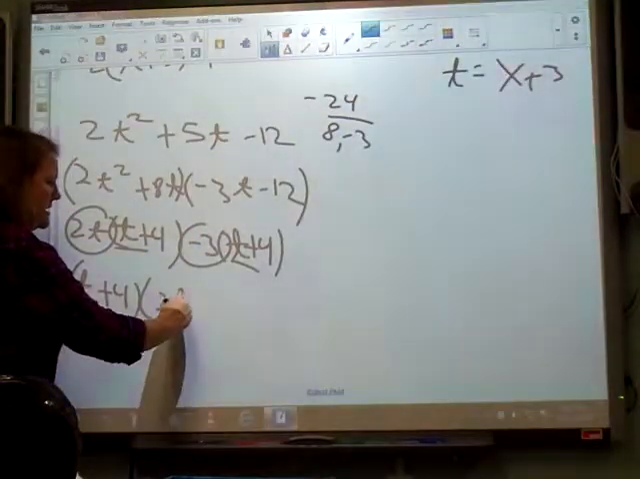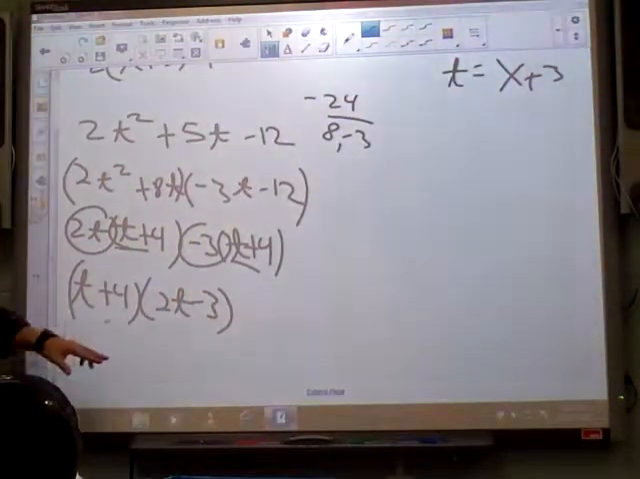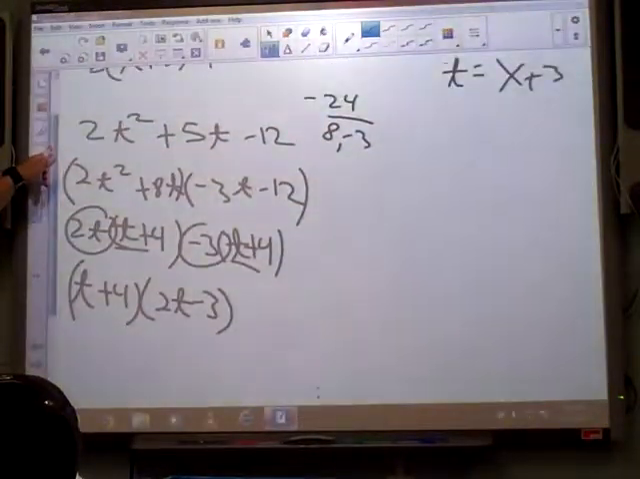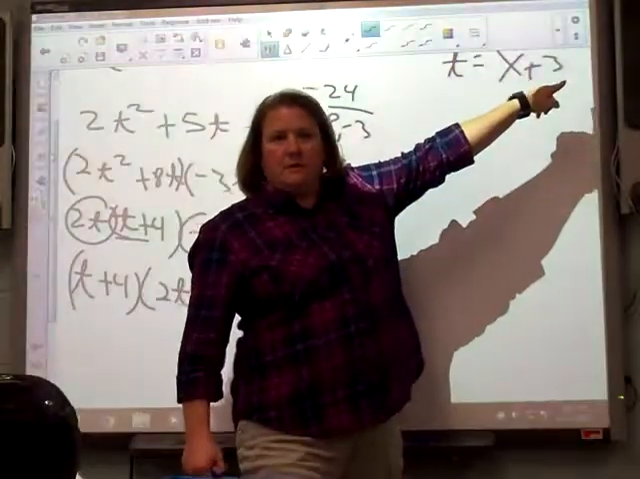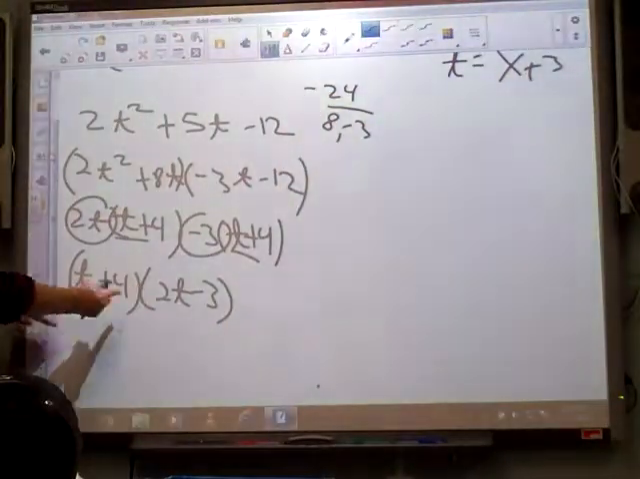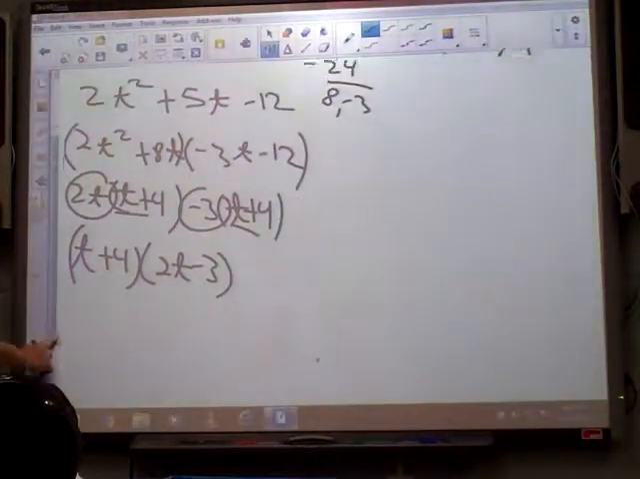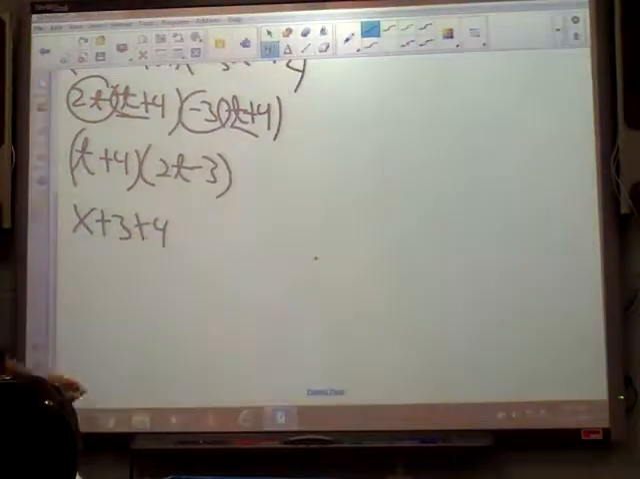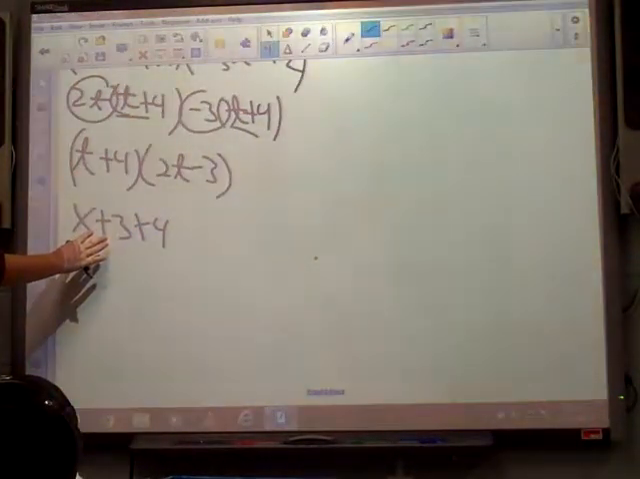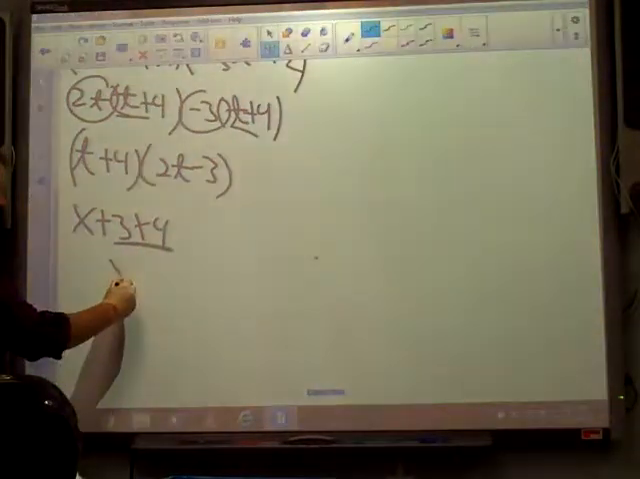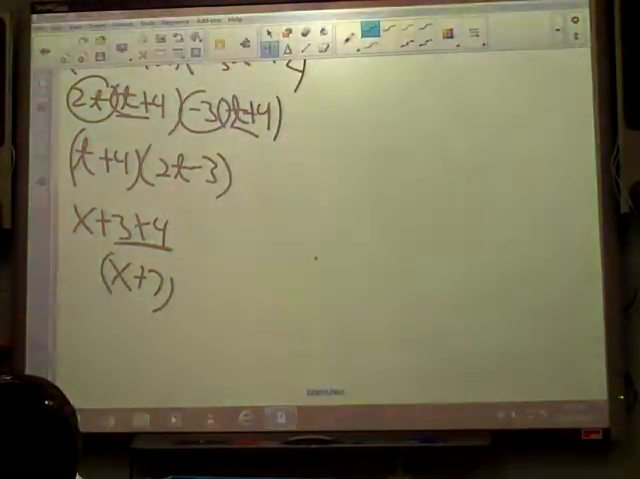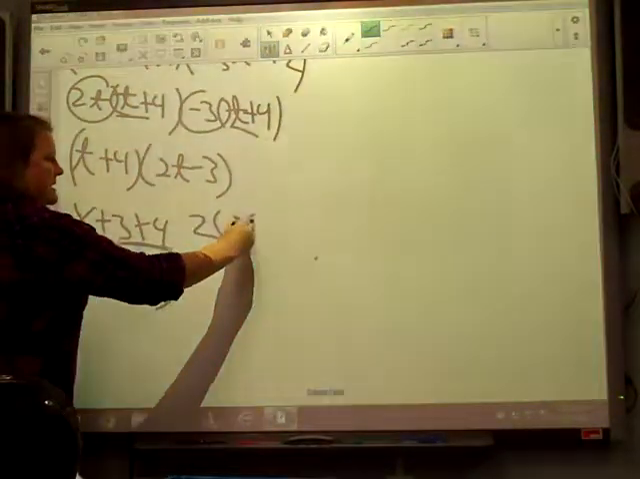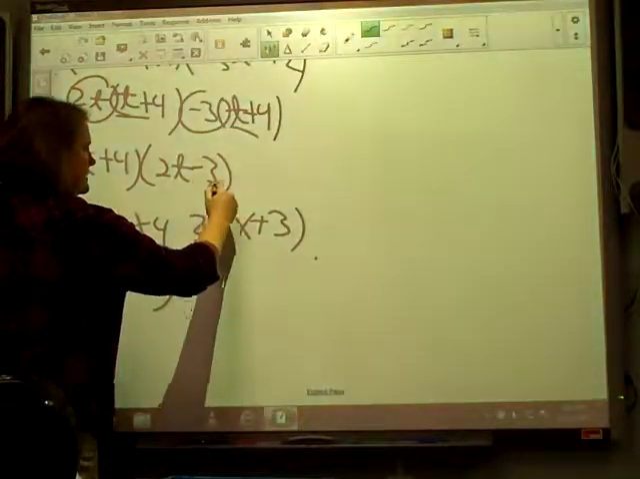Now here's where we got to add some steps in. t is x plus 3. So I got to come back here to my simplified answer, and instead of a t, I've got to put an x plus 3. So this is going to be x plus 3 plus 4, which we can clean up: x plus 7, right? Okay, here, 2 times x plus 3 is 2x.